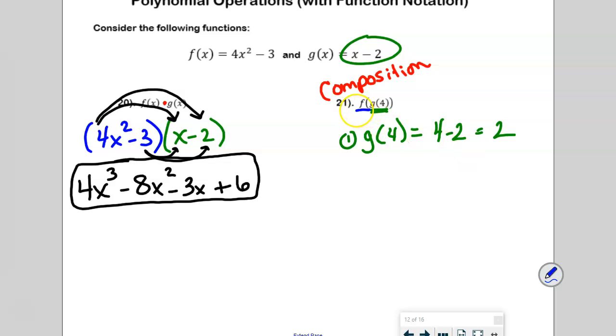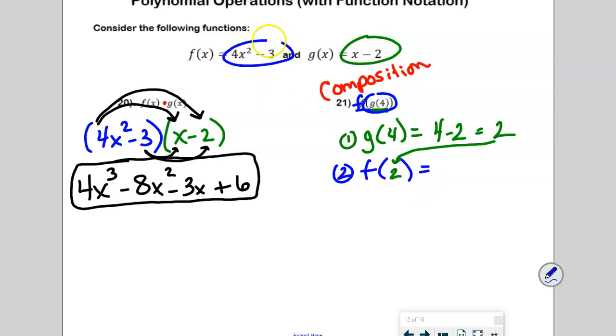And now the function says f of whatever you just got. Oops, I crossed off f. So the second thing you're going to do is find f of what you just got, which is the 2. All right, we can do this. So here's function f. And I'm just going to plug in the 2 you just got.